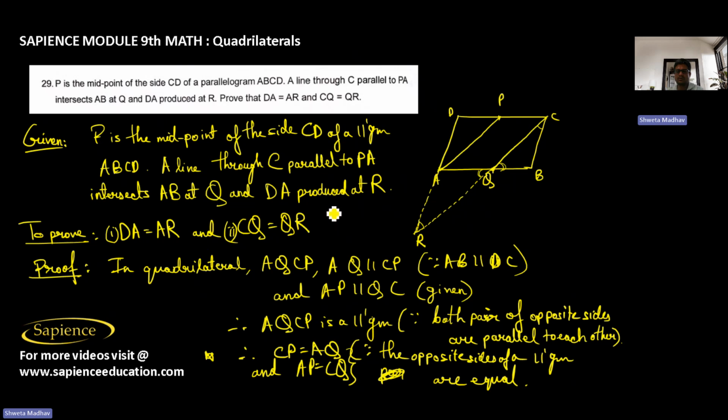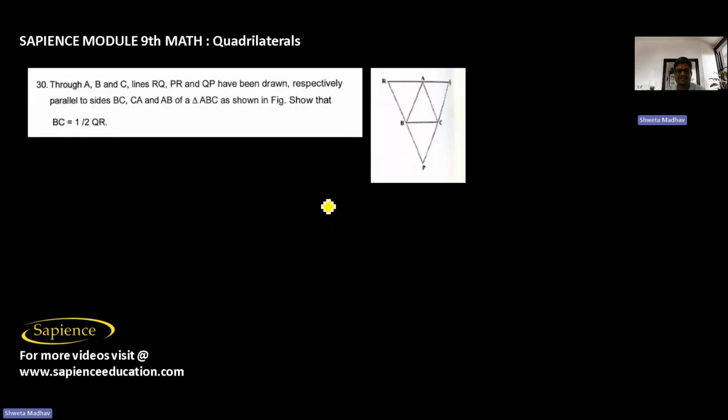So okay. So this question number 30, it has been told that through A, B, and C, lines RQ, PR, and QP have been drawn respectively parallel to sides BC, CA, and AB.